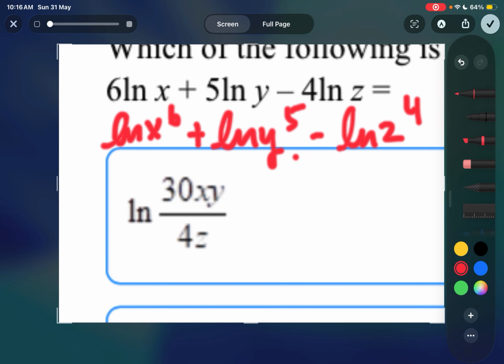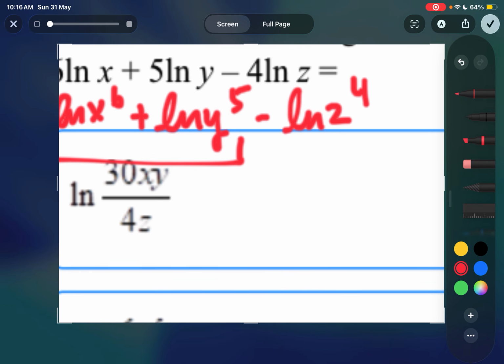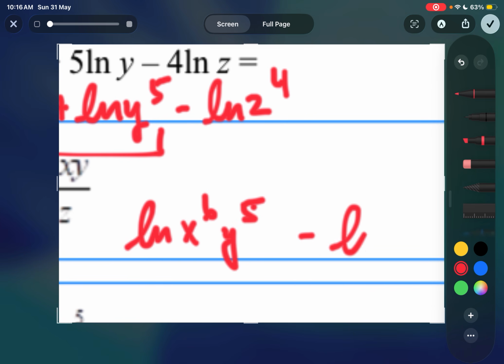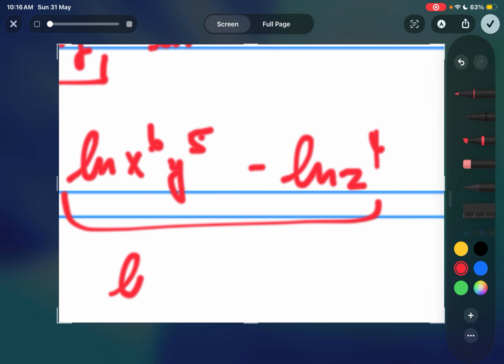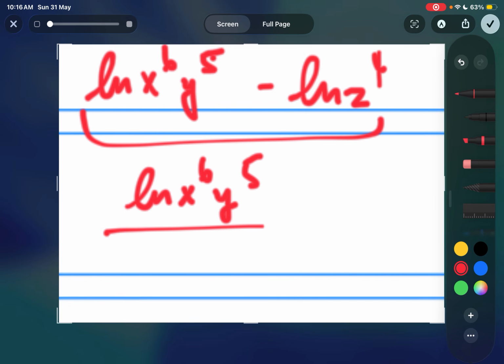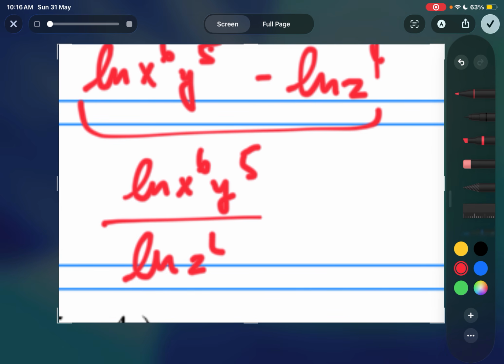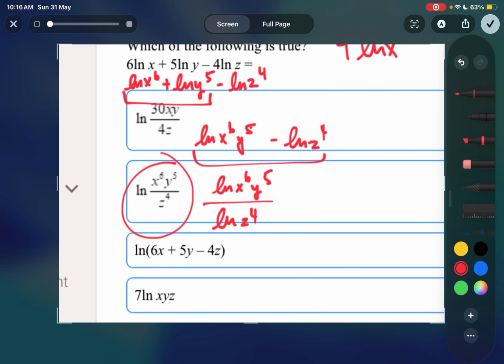So here you start by doing the first one. Let's do it. So it will be now ln of x^6 y^5. And then minus ln of z^4. Now it's minus, so it will be ln of x^6 y^5 over z^4. So ln this one, it's that one. It's very simple.